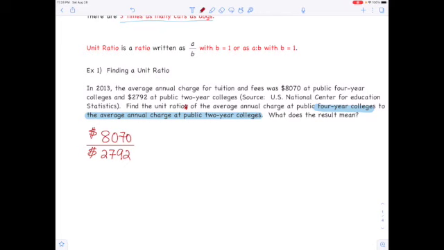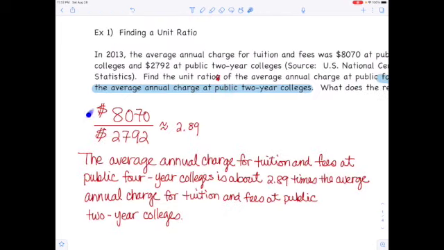I'm going to pause the video so you can reduce and write the sentence. So the answer is, here's the fraction, which comes out to be 2.89. I rounded to 2 decimal places. Here's the sentence. The average annual charge for tuition and fees at the public 4-year college, see that's first, is about 2.89 times the average annual charge for tuition and fees at the public 2-year college. This is the kind of paragraph I would like to see so you can understand the representation of 2.89. Again, that's how many times more the top is compared to the bottom.